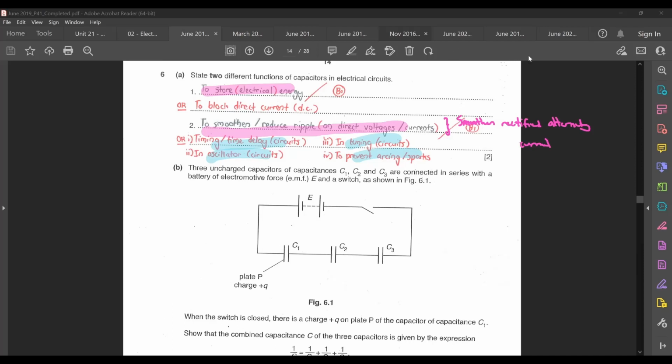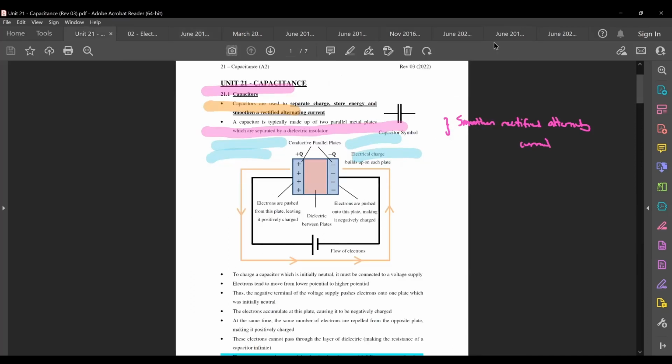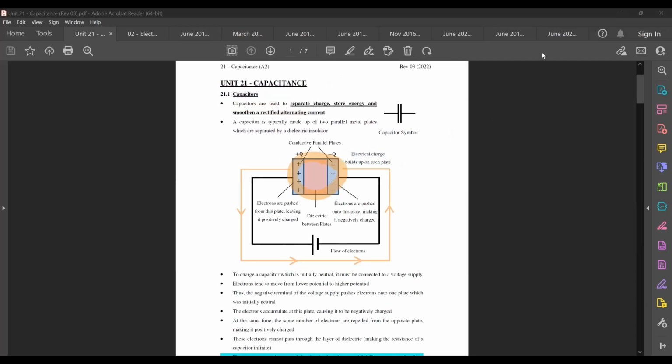There's also another possible answer that you can use. That one is to block direct current. Your capacitor can be used to block direct current. So how does it block direct current? It is through a manner like this. Remember just now when you connect your uncharged capacitor to a power supply, like this one, initially there's electron flow like this and like this, but once your capacitor becomes fully charged, your electron flow will just stop completely, right? So when you have no electron flow, you have no current flow. That's what we mean by blocking direct current.